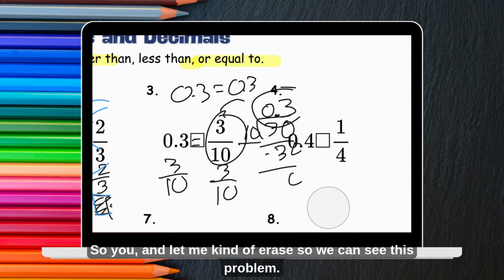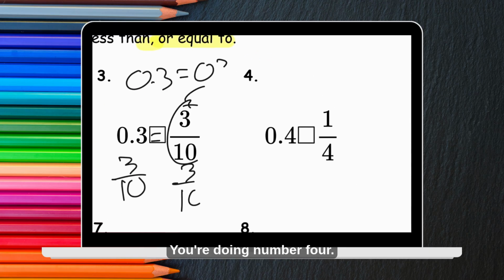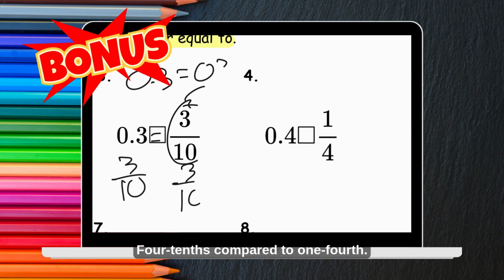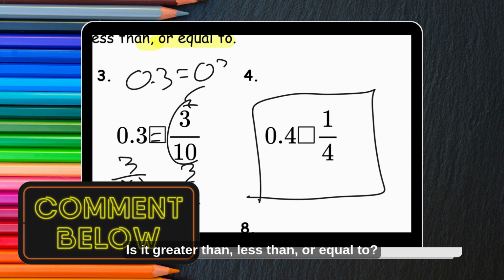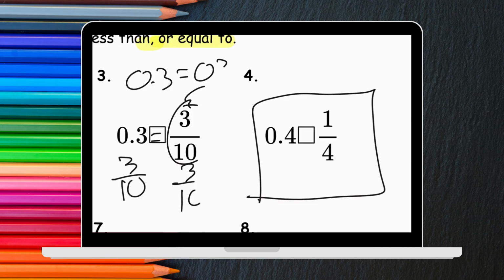Okay, now we're going to go ahead and have you try it. Let me erase so we can see this problem. You're doing number 4, 0.4 compared to 1/4. Is it greater than, less than, or equal to? That's our bonus question for today.